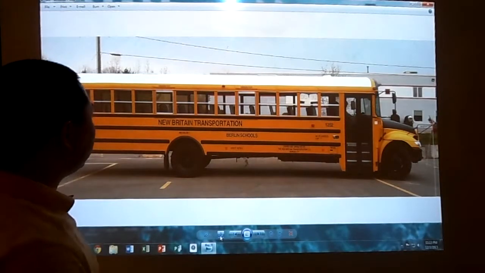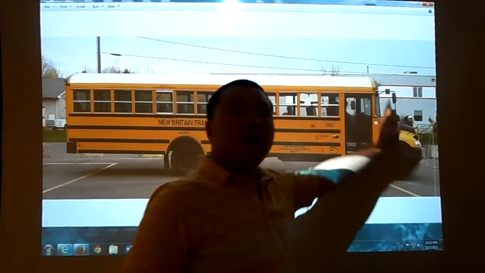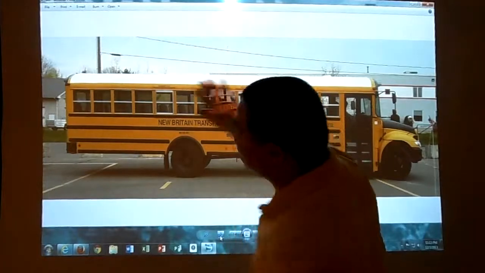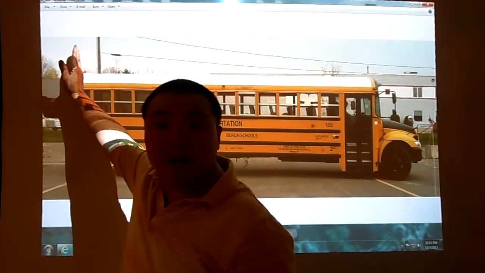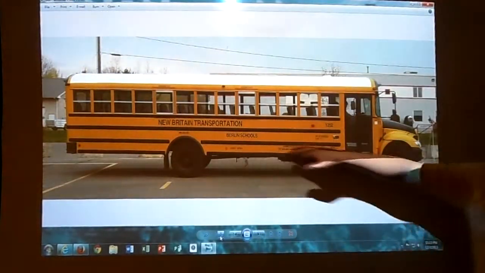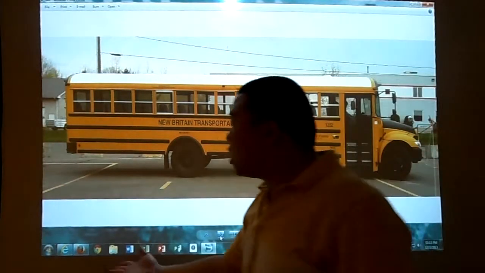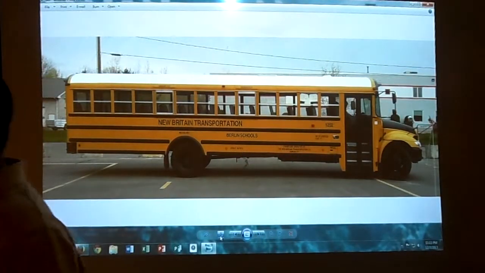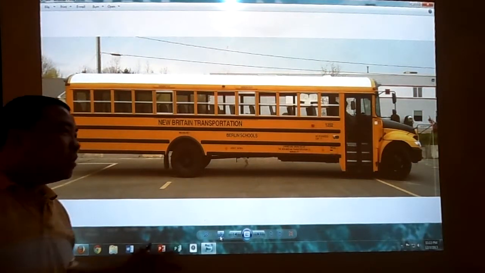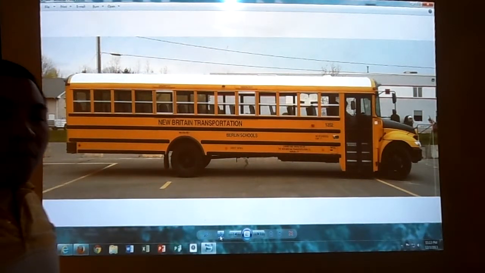A school bus is a nice rectangular prism shape. Give them the dimensions. Like, a school bus is 10 feet tall. Let's say it's, I'll guess, 25 feet long. I think it's about 7 feet wide, maybe a little less actually. No, about 7 feet wide.